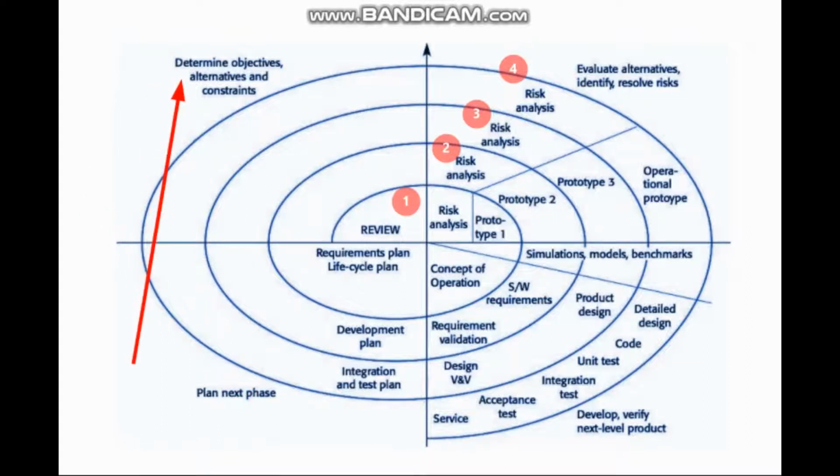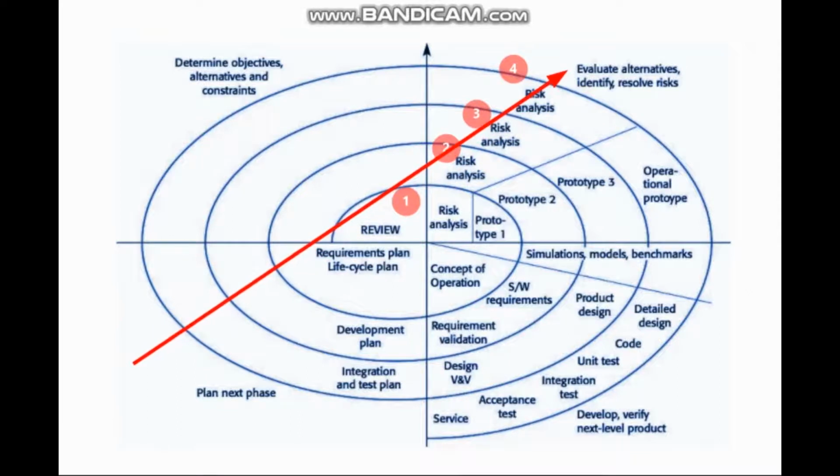You can see that this quadrant is all about determining objectives, alternatives and constraints. Objectives are nothing but the goals during the software development. Alternatives are the options needed to accomplish these objectives. Constraints are the rules, regulations and allotments needed during the development.